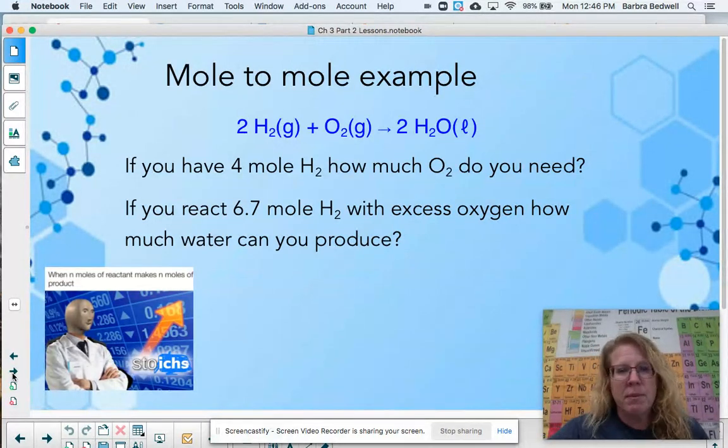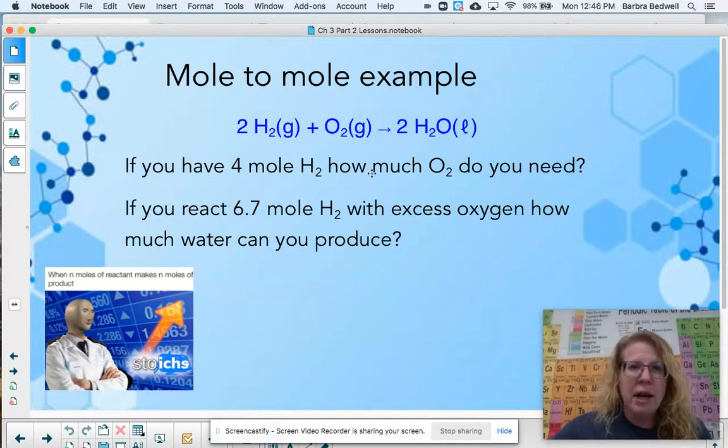So we have our recipe, right? Our 2 ingredients are hydrogen gas and oxygen gas. And we have 1 product, and that product is liquid water. We also have in here an implied ratio. So if we take a look up at the top, right?